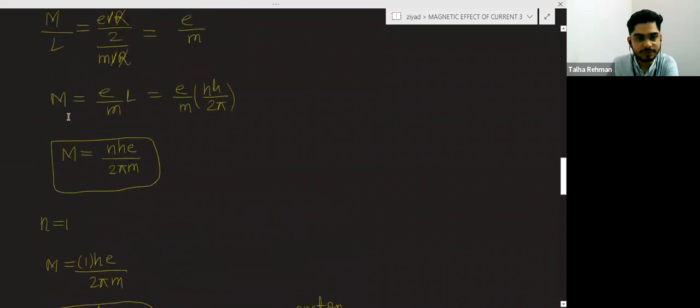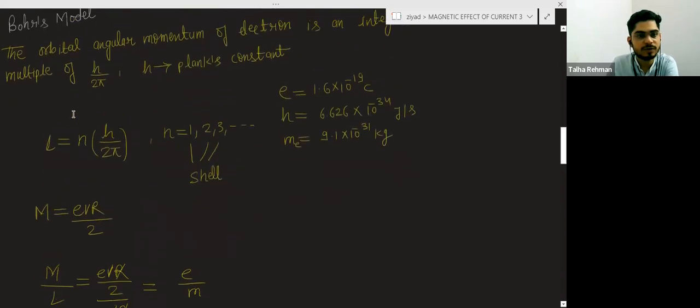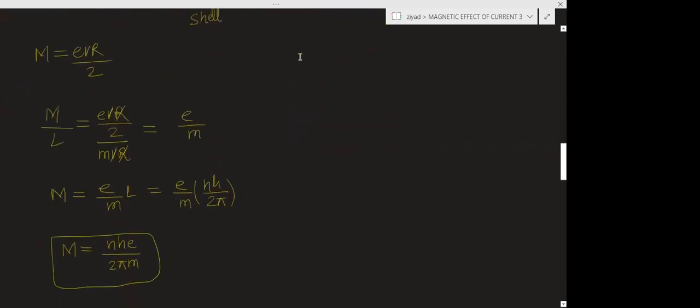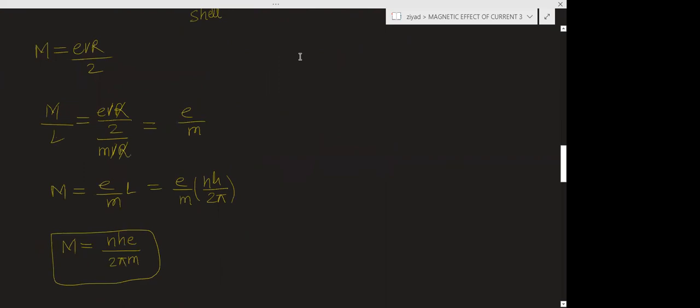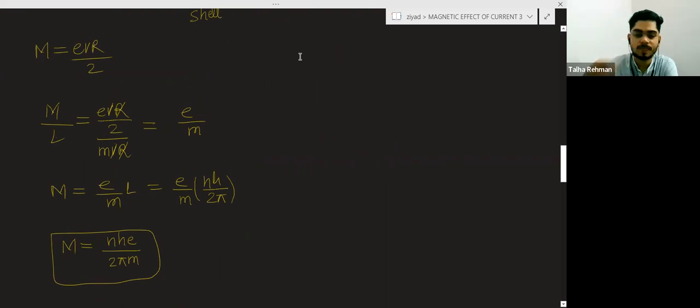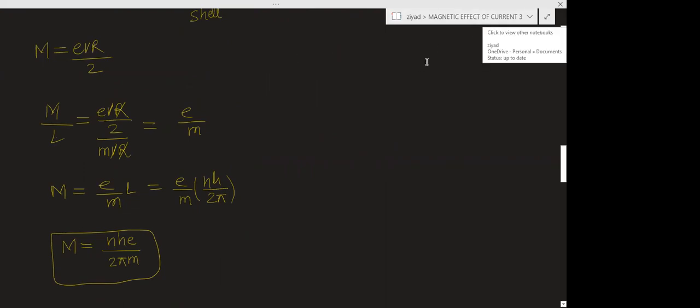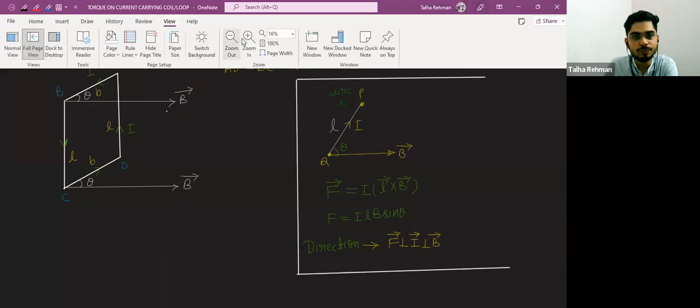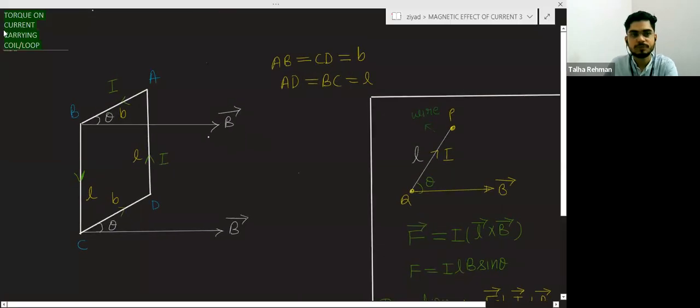Okay, just copy this. Then we will discuss the torque on a current carrying coil. So, torque on a current carrying coil or loop.